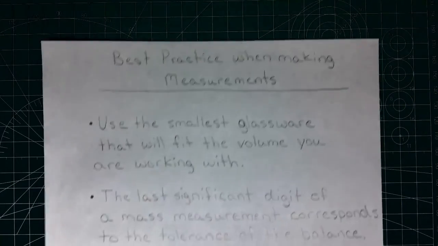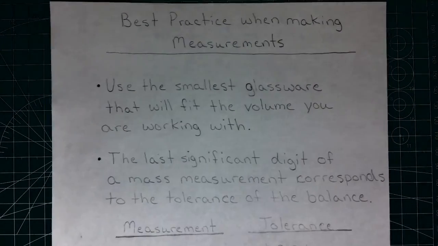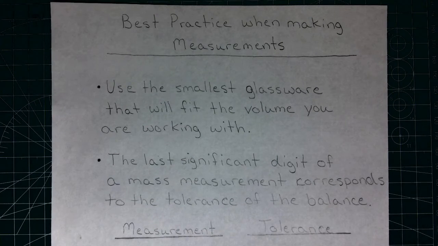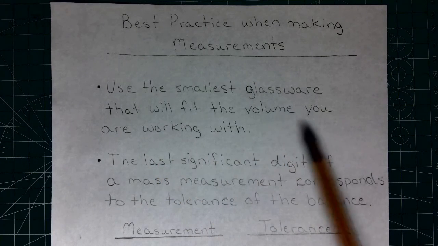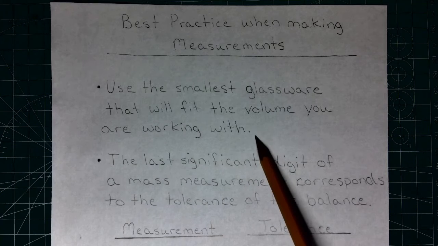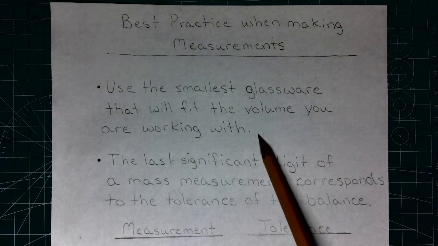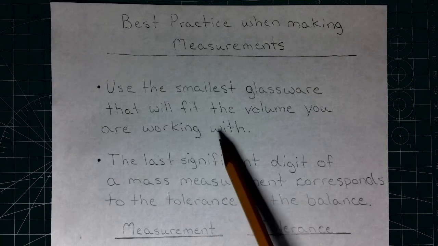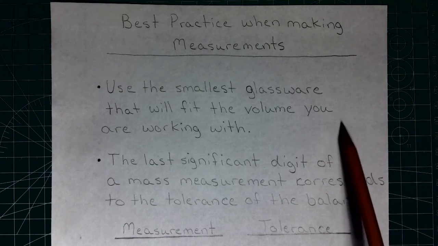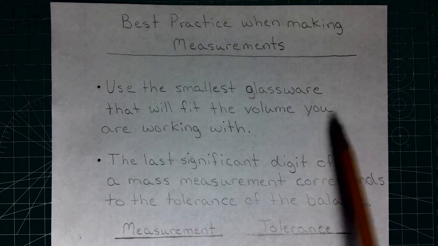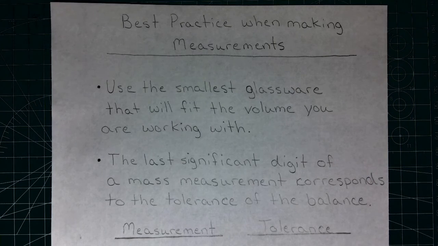The other little hints that I need to give you guys for this quiz are about best practices when making measurements. So whenever possible, you should always use the smallest glassware that will fit the volume you are working with. So if you're going to measure out 7 mL and you have the option between a 10 and a 25 mL graduated cylinder, you want to use the 10. And you're going to notice that these smaller ones are often going to have graduations that are smaller themselves. So each little graduation is going to represent a smaller unit, and you get more precise measurements from that.